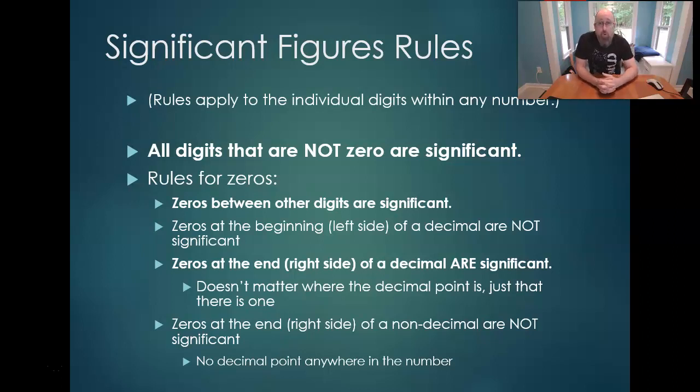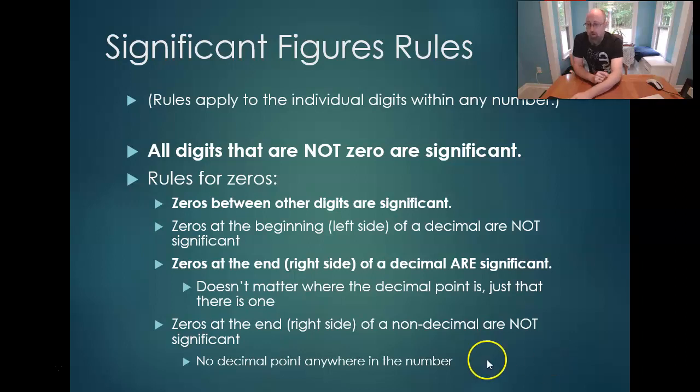If I put 480.0, all of a sudden the zeros both count because the decimal point is in the number. And so there would be 4 significant digits. Those are the rules for significant figures. We will apply them in greater detail down the line, right?